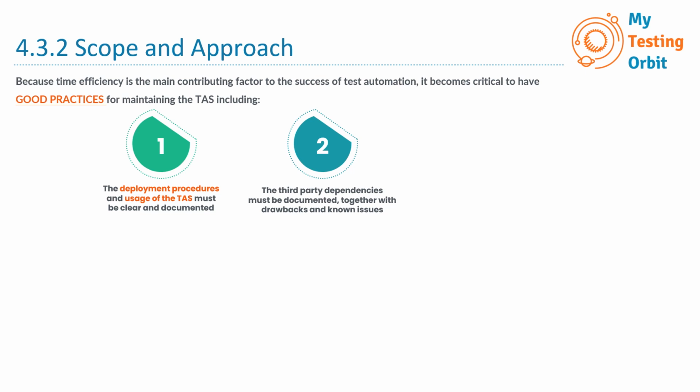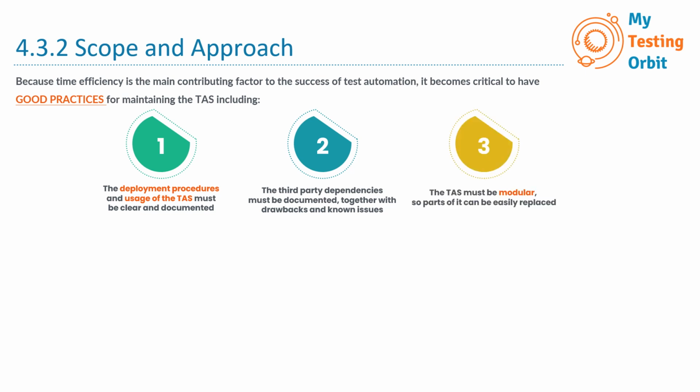This documentation may include a list of all third-party tools or libraries integrated into your TAS, specifying their names, versions, and sources. Then explain why each dependency is used and what is its role within the TAS. Also document any limitations, bugs, or issues associated with these third-party components. In addition, also include information about the workarounds or solutions for these known issues.